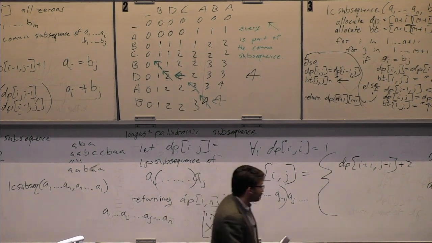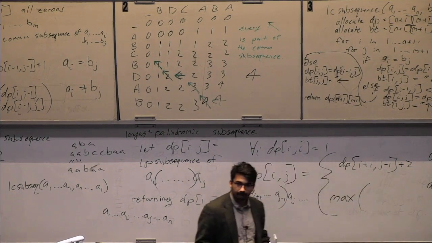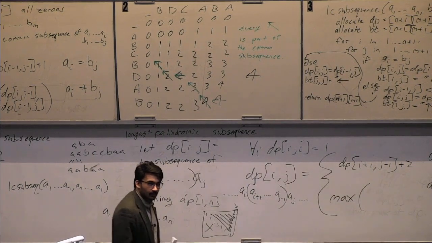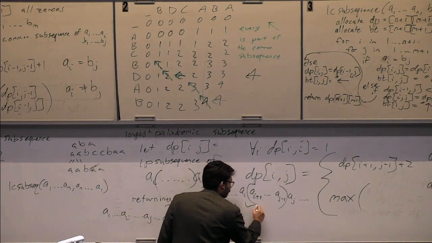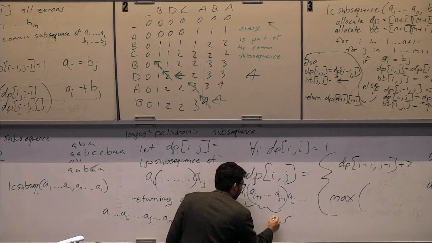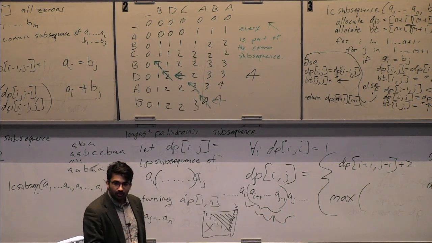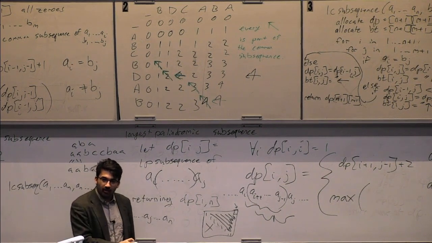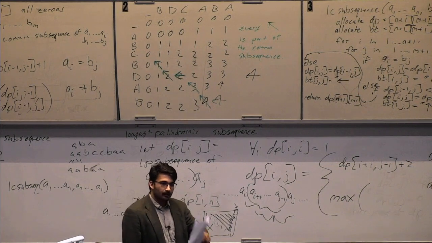It's going to be a max. A max of what? It's going to be a max of either this part or this part, right? Adding those two symbols may increase one of the palindromic subsequences or the other, but probably not both. Yeah?